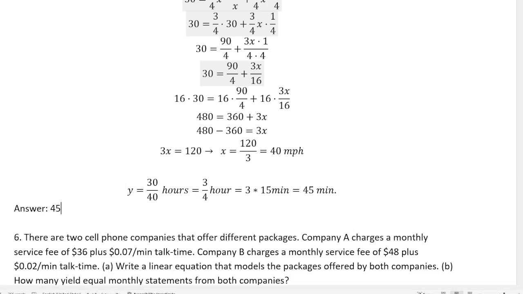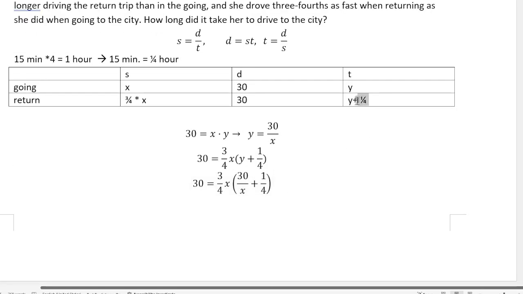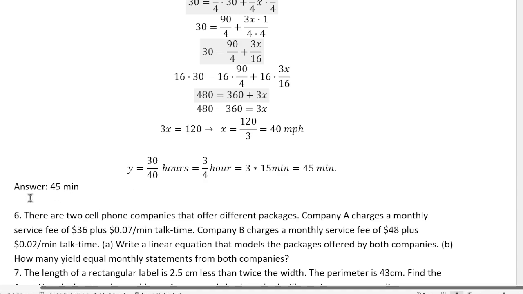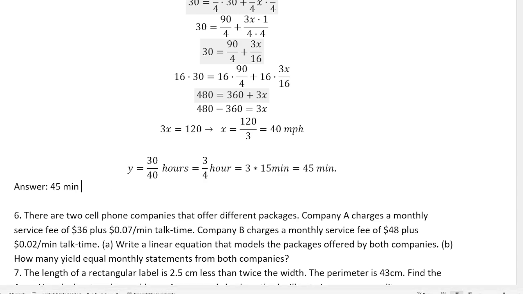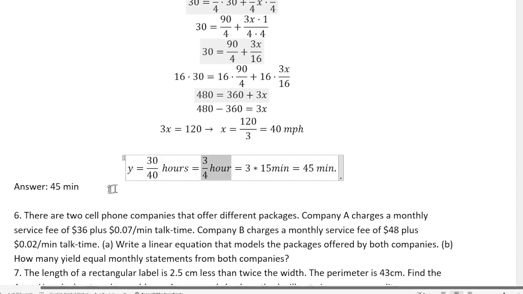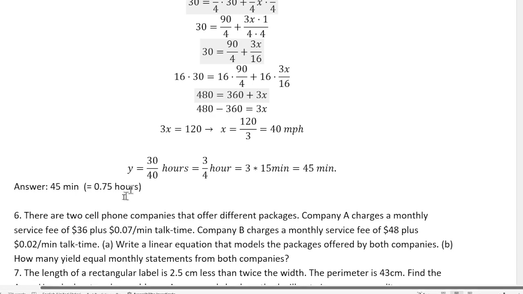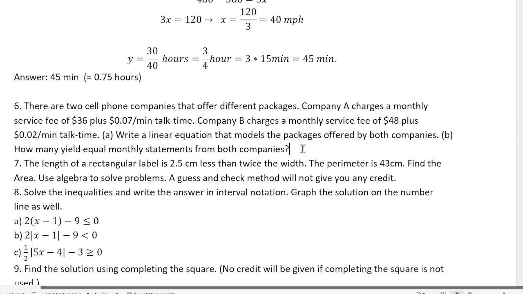So the answer is it took her 45 minutes to go, and to return it must have been another quarter. So it'll be 60 minutes, 1 hour to come back. Now, if you just leave it as 3/4 of an hour or 0.75 hours, that's correct as well. So you can also say this is equal to 0.75 hours. That's perfectly fine an answer, as long as you include the units. Both will be accepted as correct answers. Okay. All right. So now let's move on.